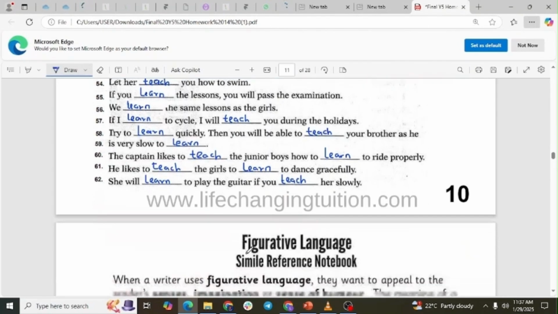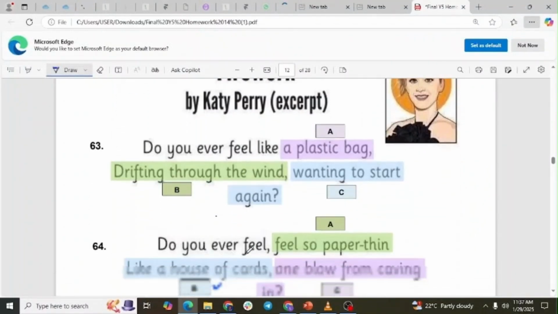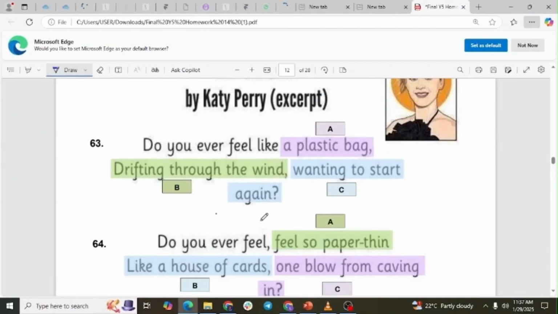Highlight each simile you find and explain what it really means. Question 63. Do you ever feel like a plastic bag, drifting through the wind, wanting to start again? Correct answer. A. A plastic bag. Explanation. This line uses the simile, like a plastic bag, to describe feeling aimless or out of control, which aligns with the correct answer.